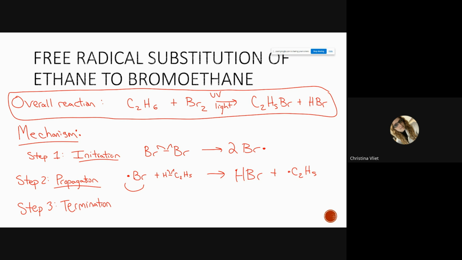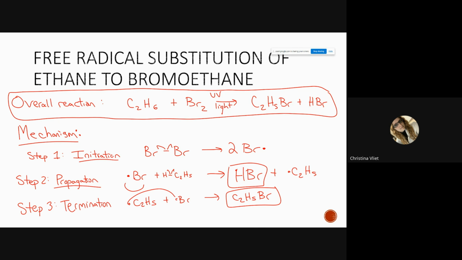So, what would get together to make this product out of what we have? We've already got the HBr. How do we get this product? What's coming together for the termination? The C2H5 and the Br. Those two are just going to make a regular covalent bond with each other and make C2H5Br. And you've got your other product.